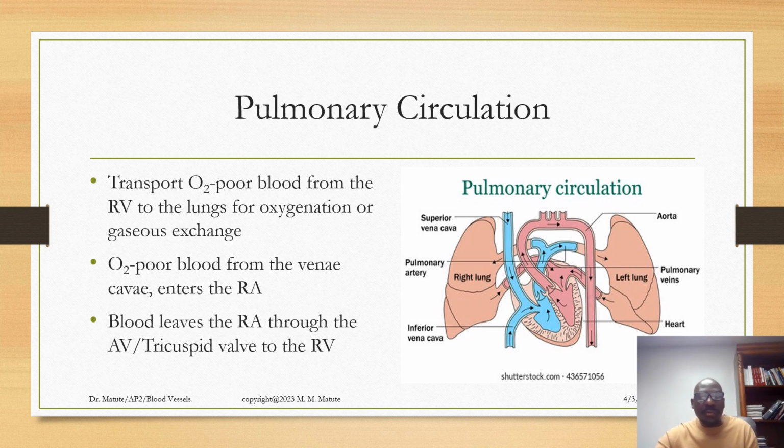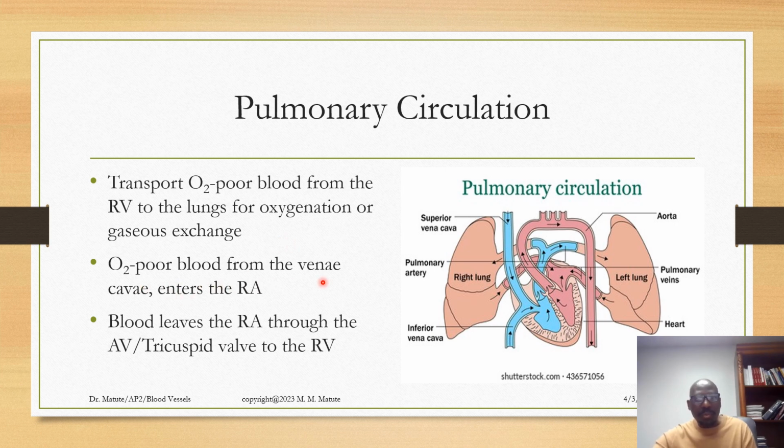We've kind of touched on this. Every time you see pulmonary, it has to do with the lungs. So oxygen-poor blood is transported from the RV to the lungs for oxygenation, or more correctly, for gaseous exchange.